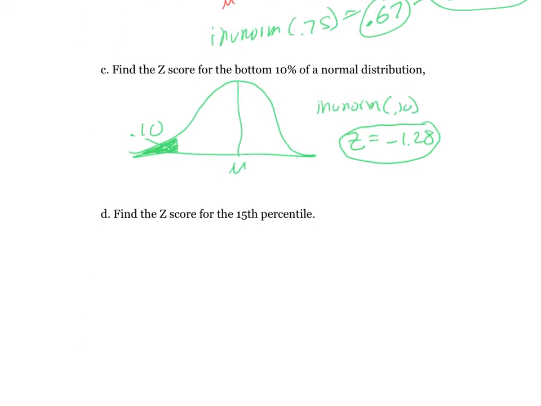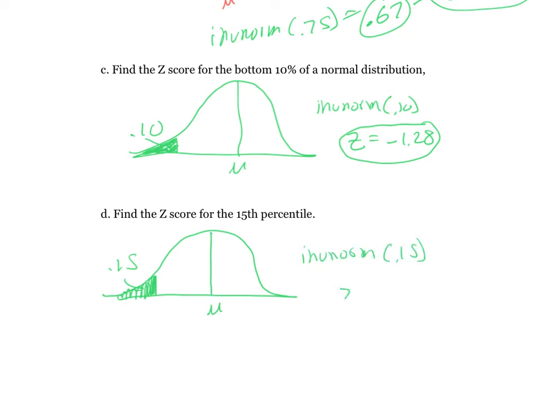And then D, one more, find the z-score for the 15th percentile. Remember, a percentile means at or below 15%, so 15% is here. And again, this is one where I just do inverse normal of the actual 15%. And I get a z-score of negative 1.04.